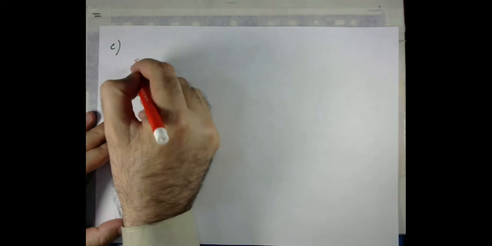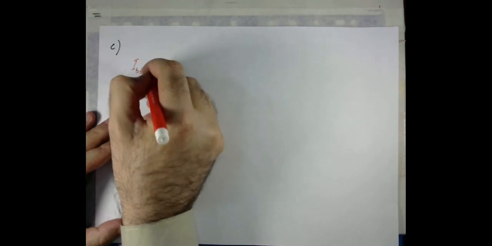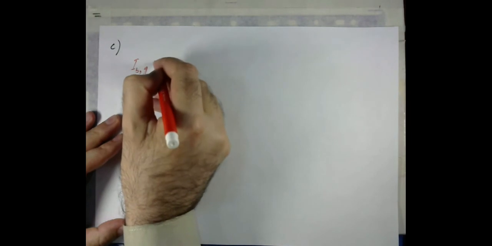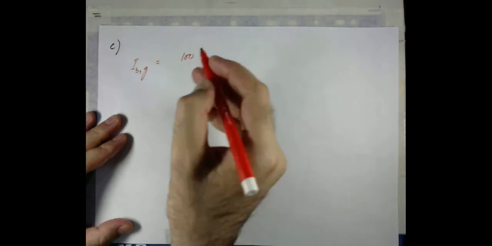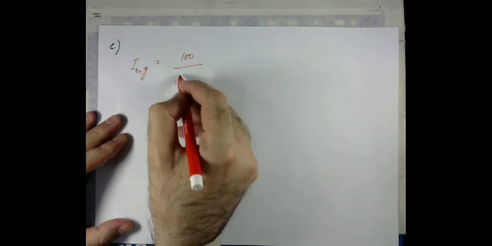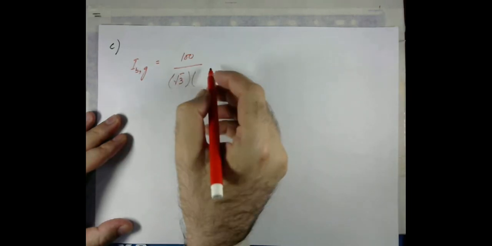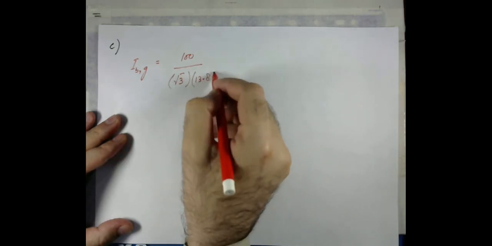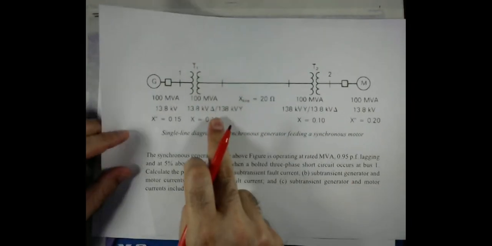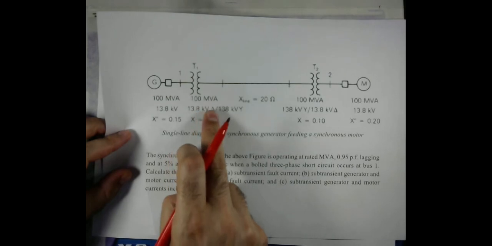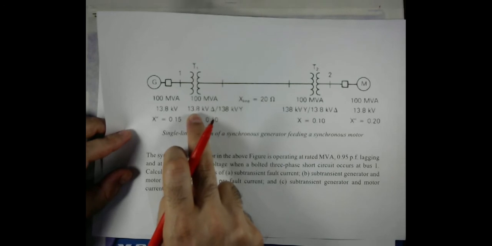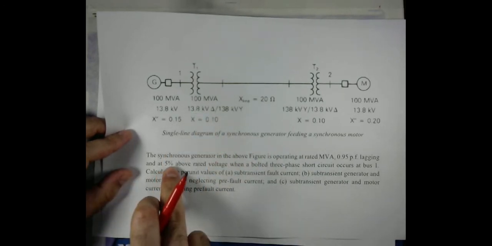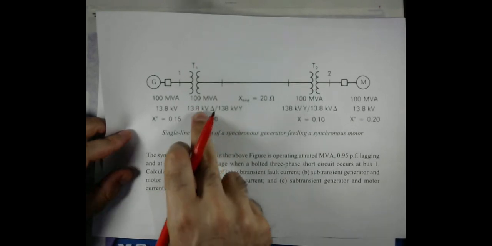Let me first find the generator base current, which will be I base, generator. This base current of the generator will become equal to, from the three-phase expression, 100 MVA divided by root 3 times the voltage, and that will be 13.8 as given here, because we always take the base value as the nominal value. In this case the nominal value, the value for which the system is designed, is 13.8, even though the generator is running 5% above, but that is the operating condition. The nominal value is 13.8.